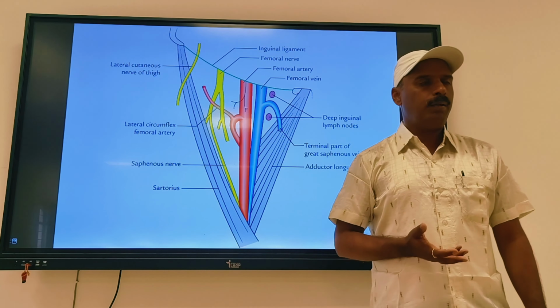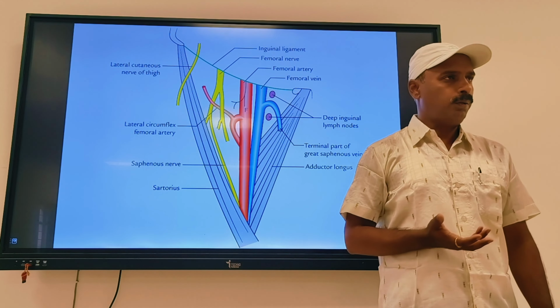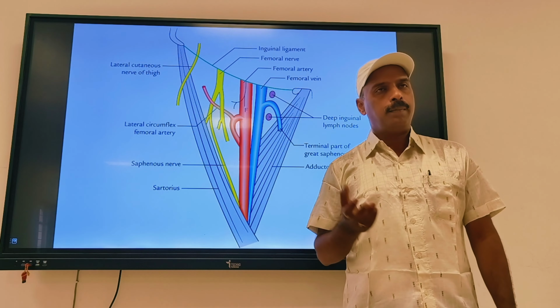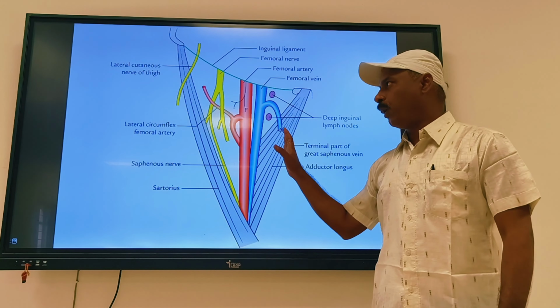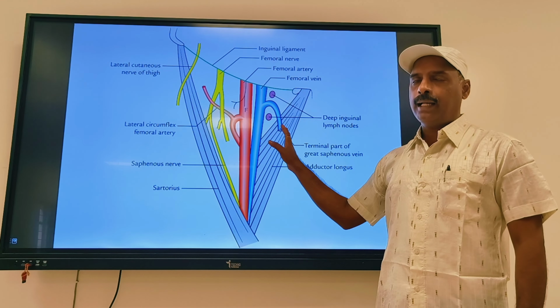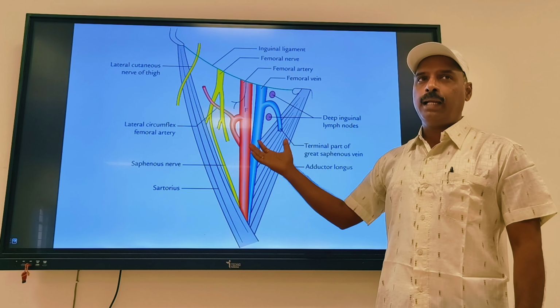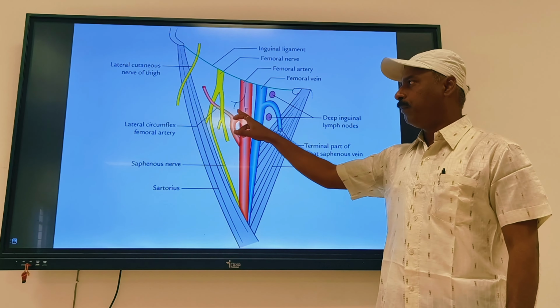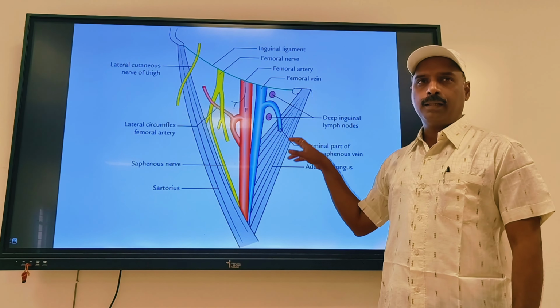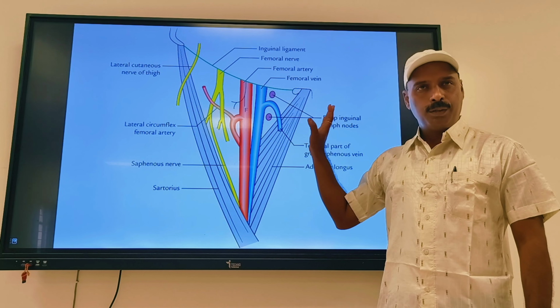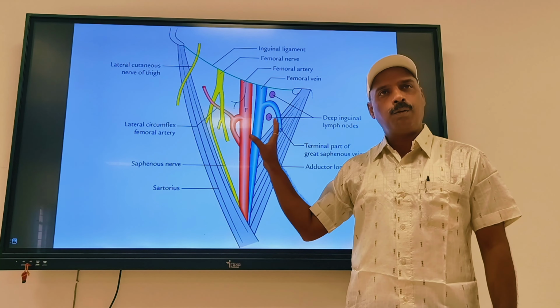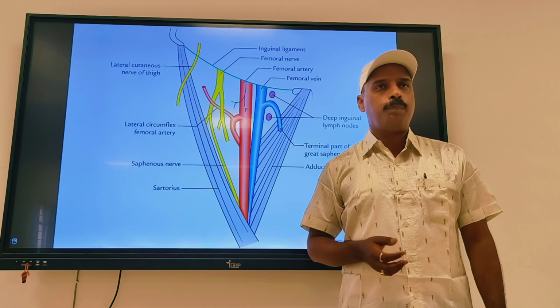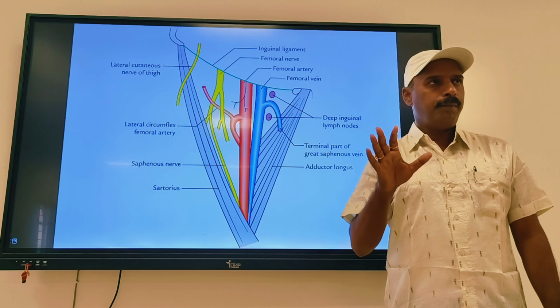This can be asked as a long question or in the short notes also. So you should be able to draw the diagram. This femoral triangle diagram I told you, you can apply for the inguinal ligament, femoral artery, femoral vein, femoral nerve, sartorius, adductor longus. So this one diagram you can draw for these 7 to 8 topics. So that is very important.